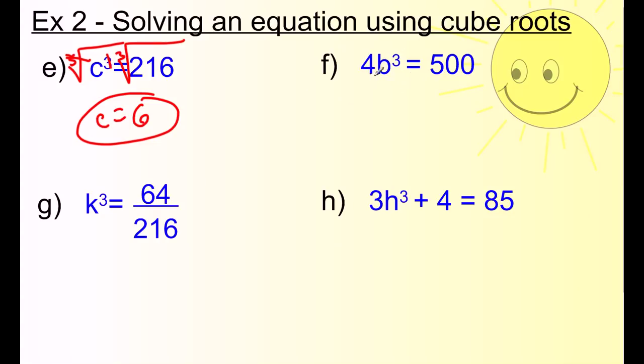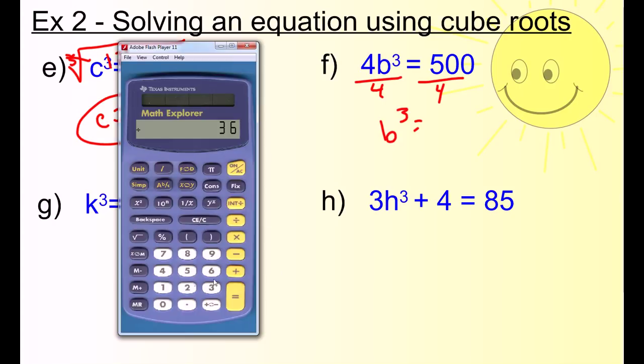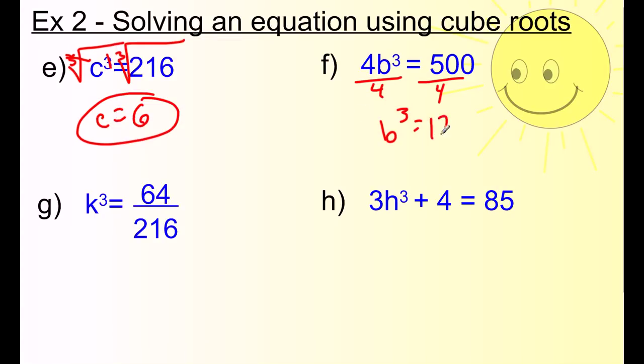4b cubed. So I got to get rid of that 4. Give me b cubed equals 500 divided by 4 here. 500 divided by 4 equals 125. Cube root each side. And those cancel out. We get b equals 5.